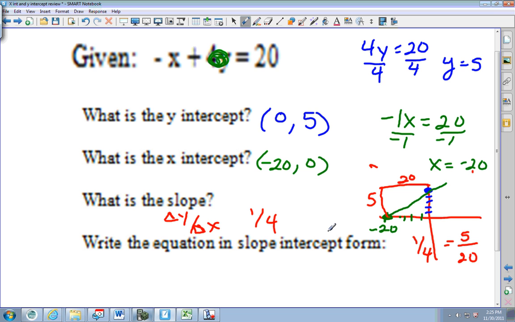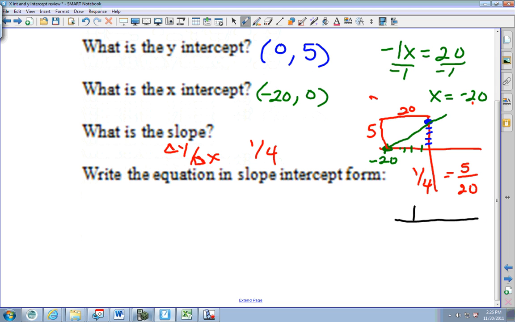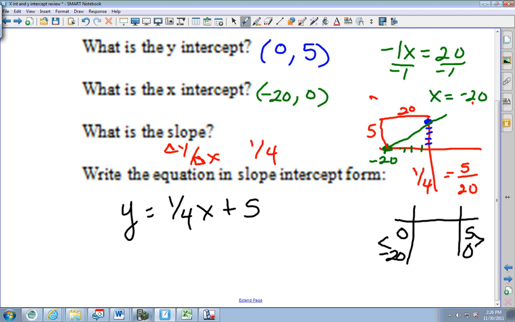You could have built a table. You could have gone over here, and built a table and put in there (0, 5) and (-20, 0), and done delta y over delta x. To write the equation in slope-intercept form, you have y equals, the slope is 1/4 x plus 5. The slope and the y-intercept is what you need. Next one.